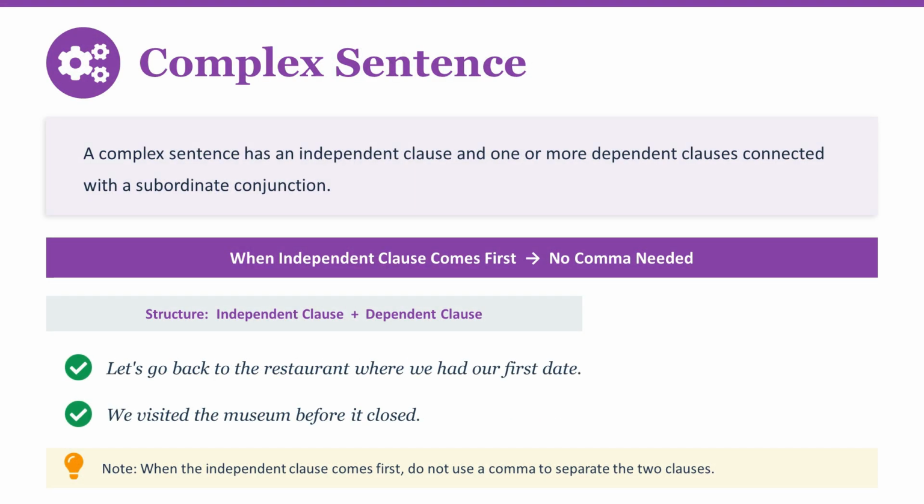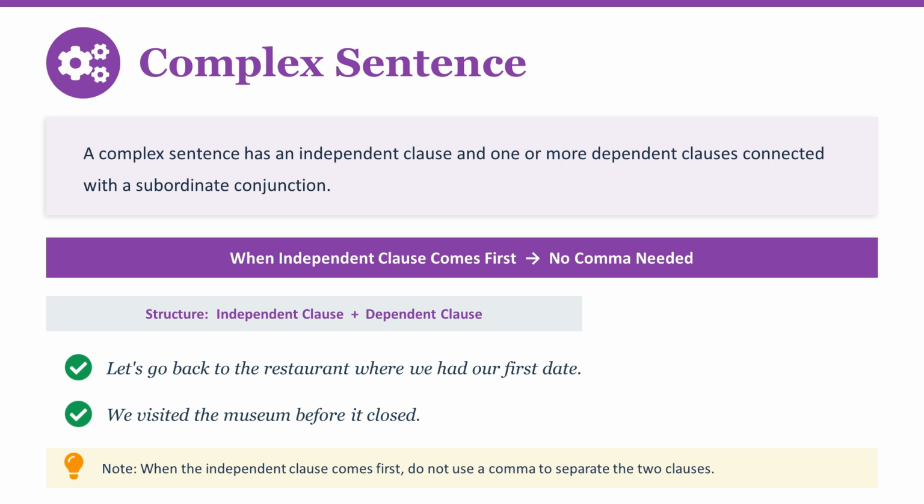Now let us look at the complex sentence. A complex sentence has one independent clause and one or more dependent clauses. These clauses are connected using a subordinate conjunction such as because, when, where, before, after, and although. There are 2 ways to arrange a complex sentence. First, the independent clause can come at the beginning.